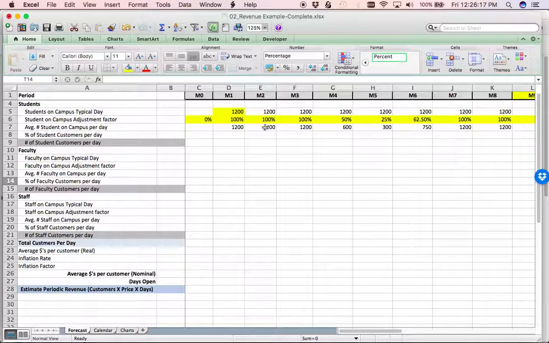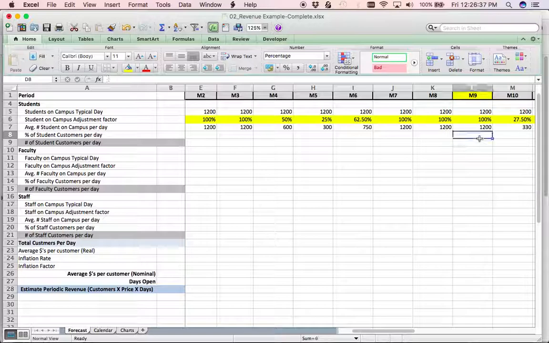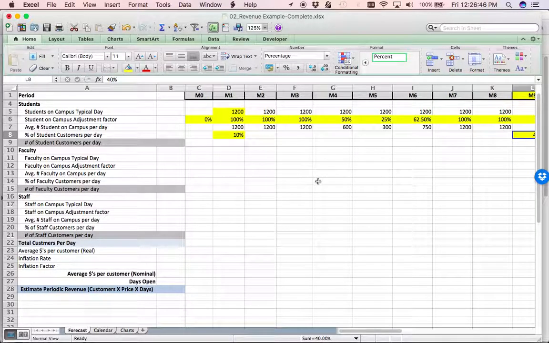So now I have the weighting here, and what I need to do is get the number of customers per day. Going back to our assumptions, we said that we were going to start out at 10% in month 1, and that by the end of month 9, which is the end of the spring semester, we would be at 40%. Again, these are hard-coded, so I'm going to highlight them in yellow.